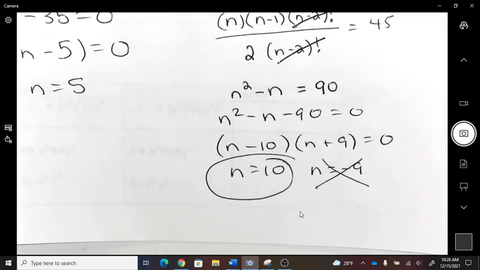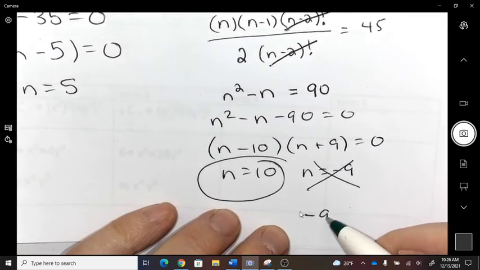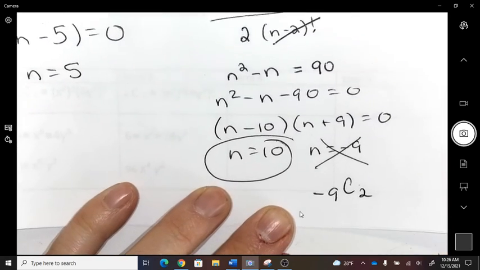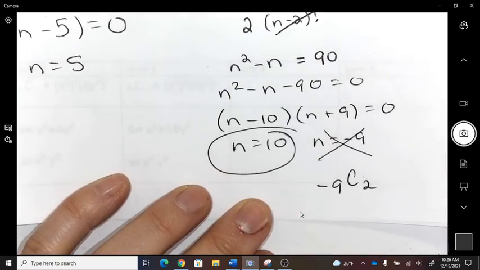And in this situation, you can't have a negative because -9 choose 2 doesn't even make sense, right? You can't choose 2 objects from -9 options.